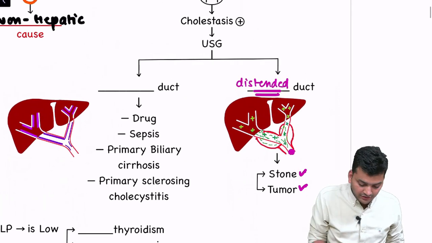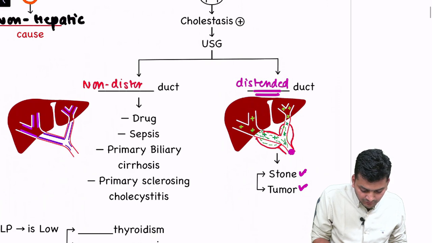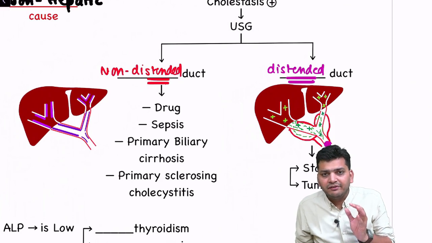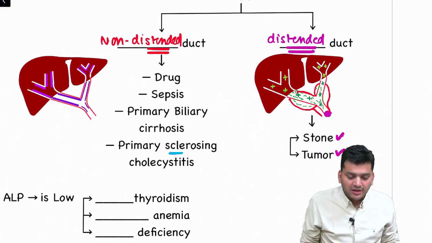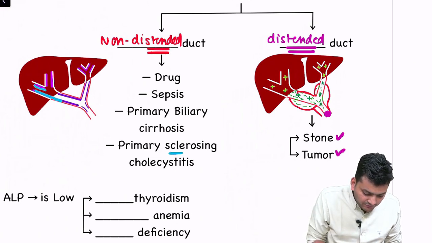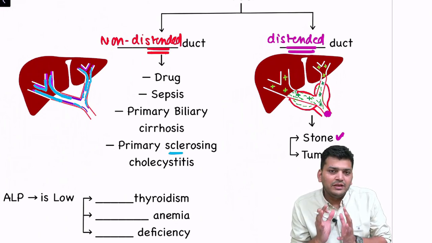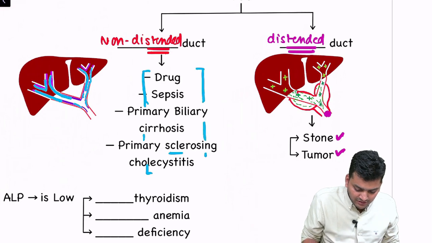But if the biliary duct is non-distended, then where is the obstruction? In that case, it is going to be an intraluminal obstruction, for example primary sclerosing cholangitis, where there is sclerosis in the lumen of the biliary duct. When you do the USG, you will not find the biliary duct distended, but the obstruction is there. So if the biliary duct is non-distended, the causes can be drugs, sepsis, primary biliary cirrhosis, or primary sclerosing cholangitis. So these are the causes.